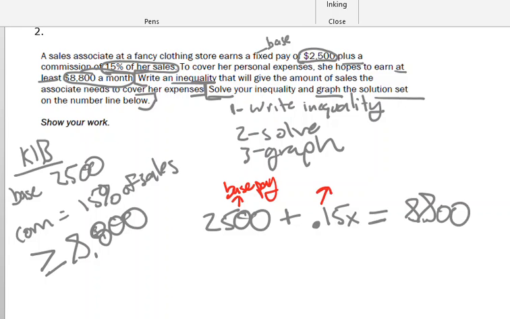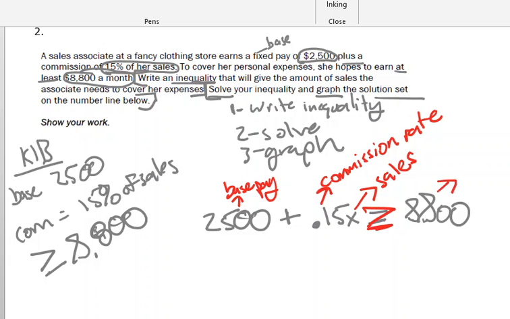That 0.15 is the commission rate. The x is her sales. Oh, and it's supposed to be greater than or equal to $8,800, and that's her goal income. All right, so that's how I got this equation.